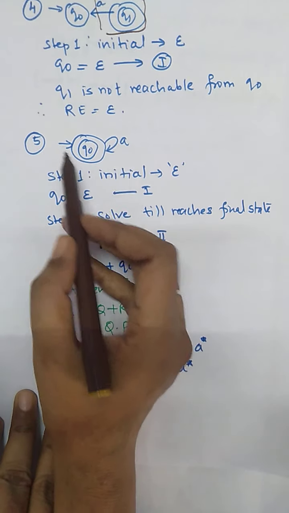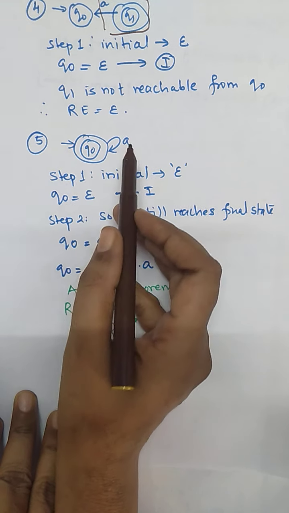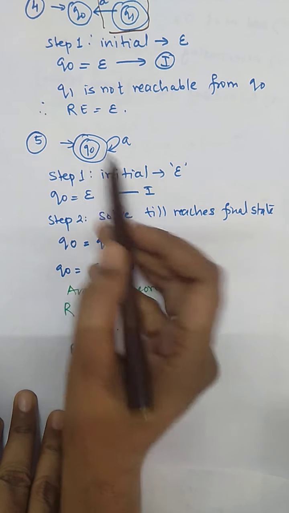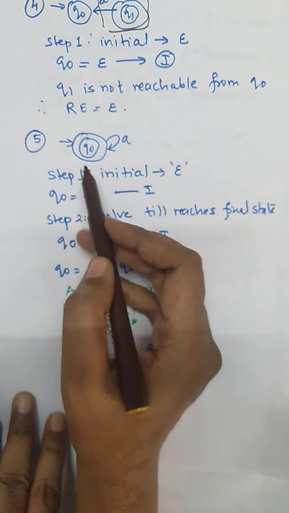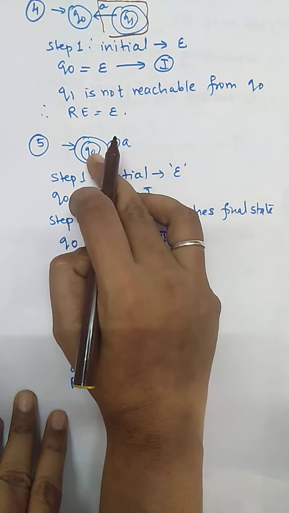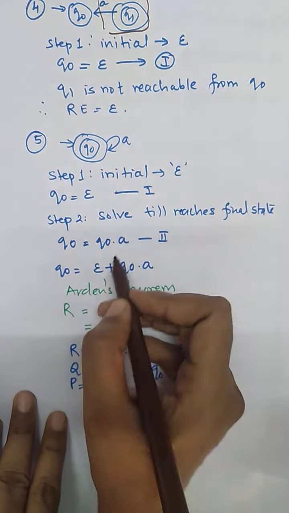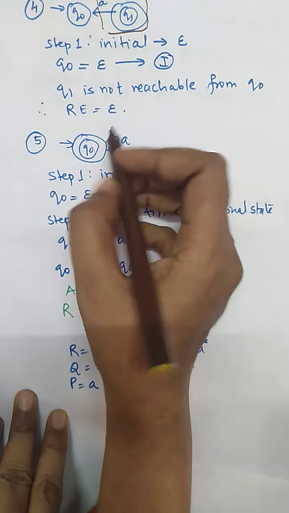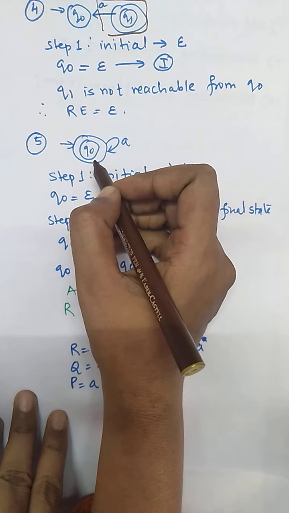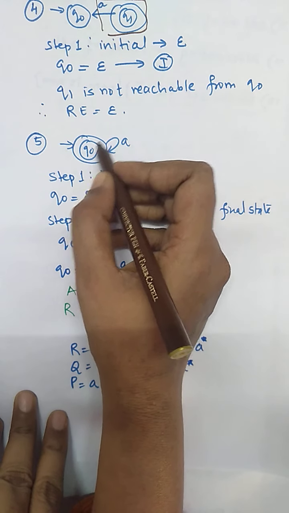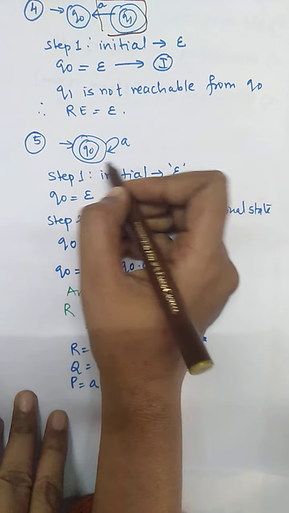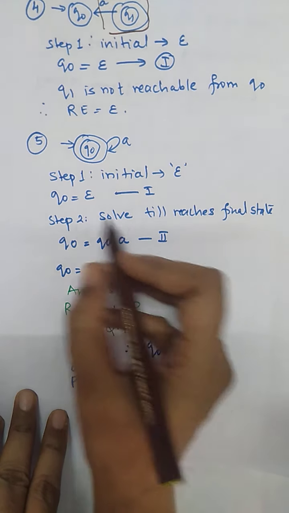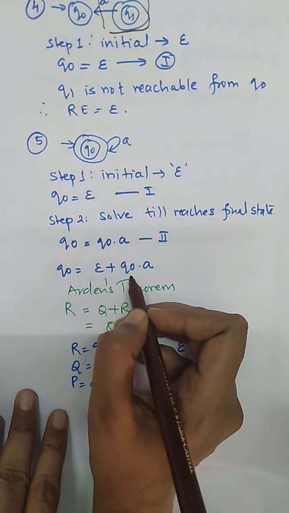Now next one, how many incoming arrows to Q0? Q0 is having 2 incoming arrows. For this incoming arrow, the value is epsilon. For this incoming arrow, the equation will be Q0 with A, because that is a loop. So for Q0 we are finding the regular expression, and how Q0 is reachable, because this is a loop. So Q0 is reachable from itself only to itself. So that's why Q0 dot A. Combine both the equations together. So Q0 will become epsilon plus Q0 dot A.